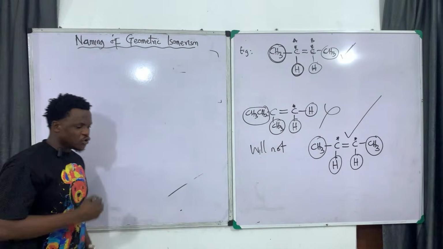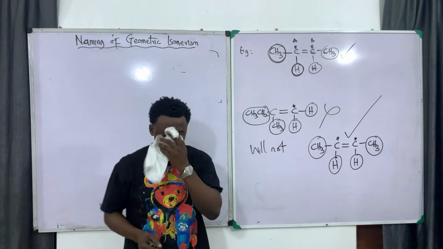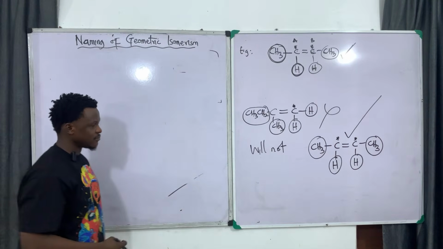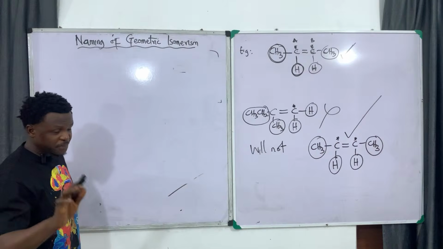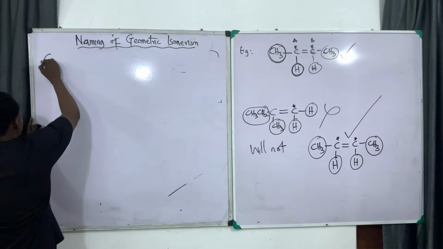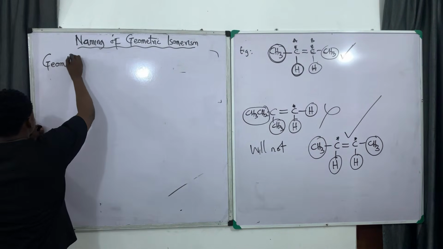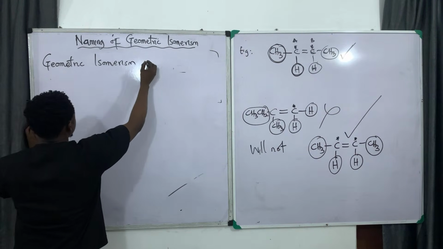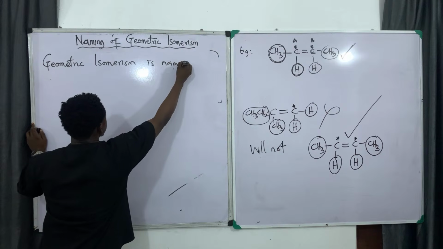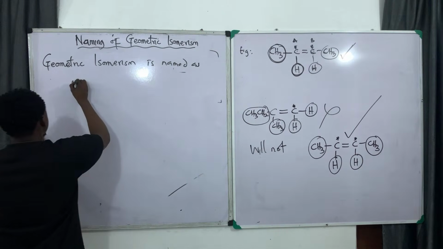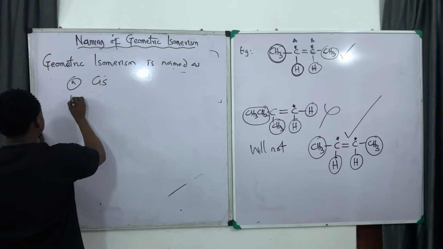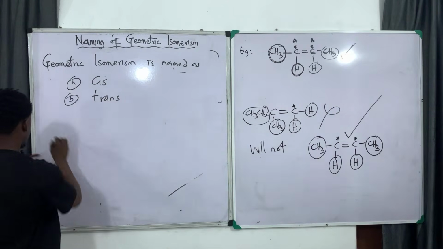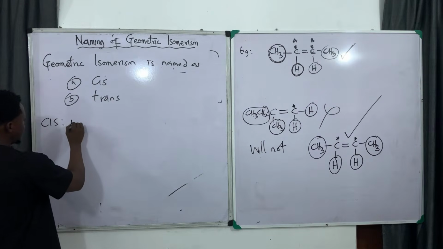How do we name geometric isomerism? Now look at these, please pay attention. Geometric isomers are named as cis and trans. Now, when do we call it cis?